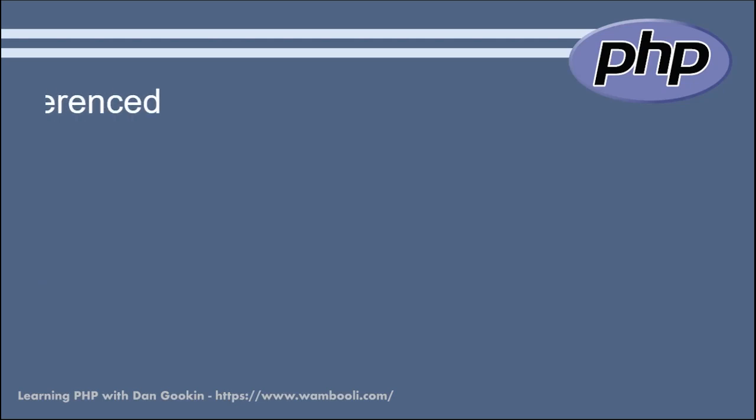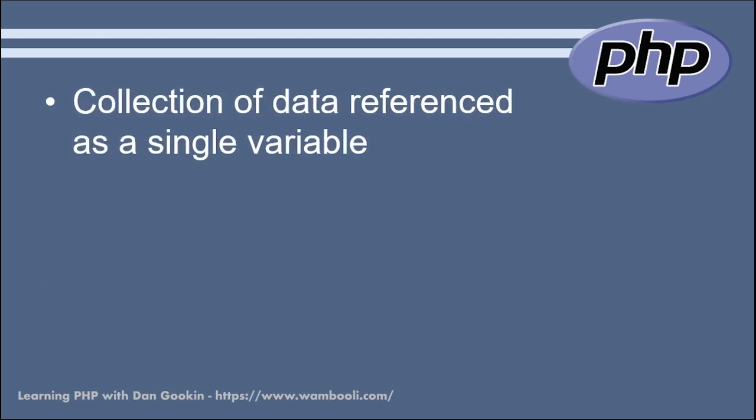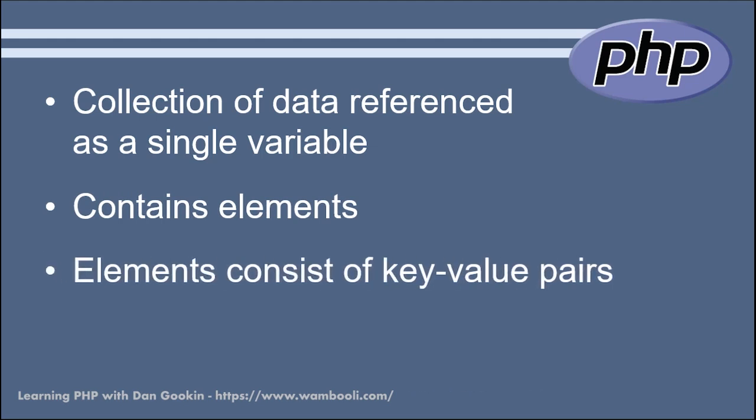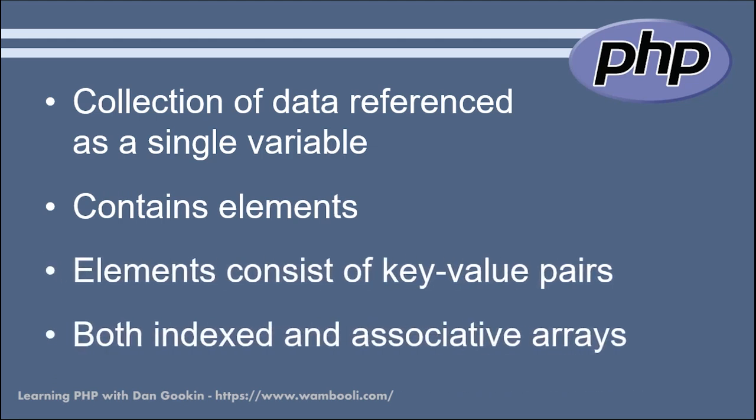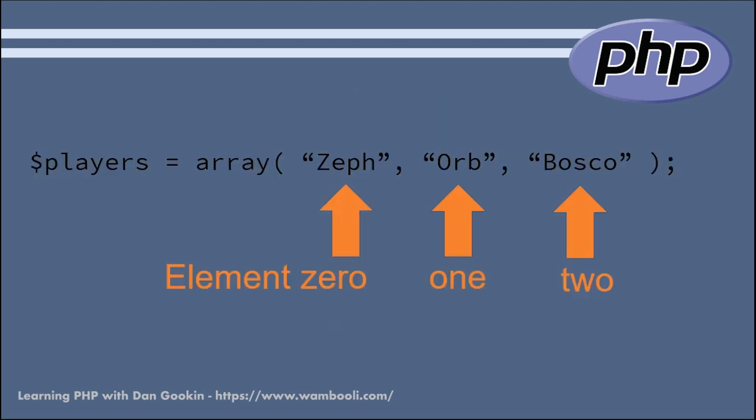An array is a collection of data referenced as a single variable. It contains elements. Each element consists of key-value pairs. PHP uses both indexed and associative arrays. An indexed array assigns each value a number, starting with 0.